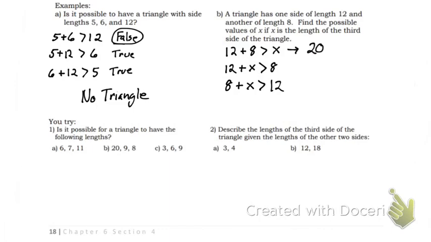20 has to be bigger than x. Another way to write that would be x must be less than 20. This next one, I would subtract 12 from both sides to give me that x must be bigger than, well, 8 minus 12 is going to be negative 4.